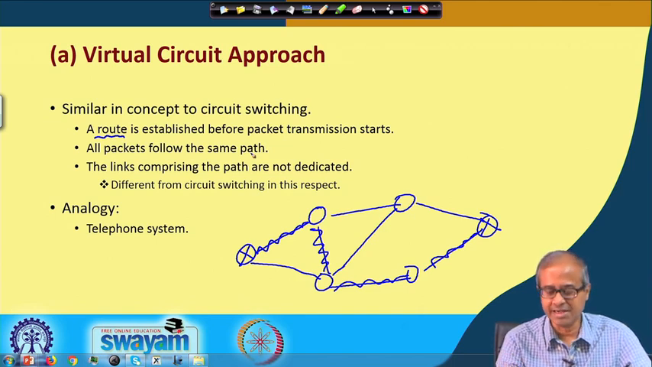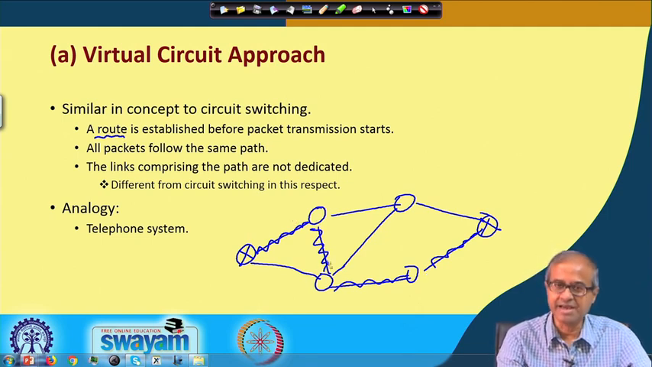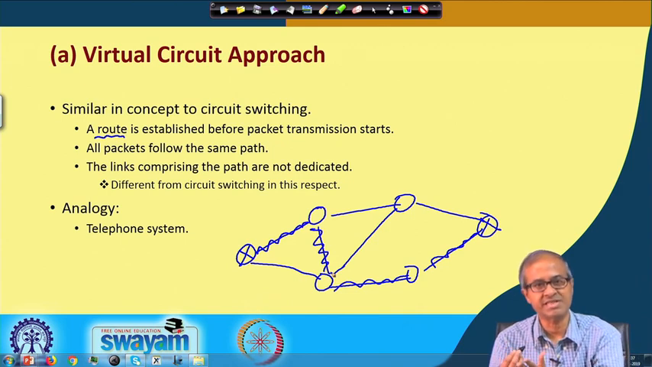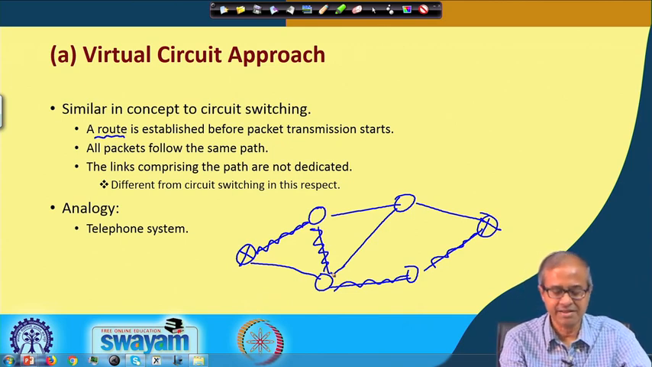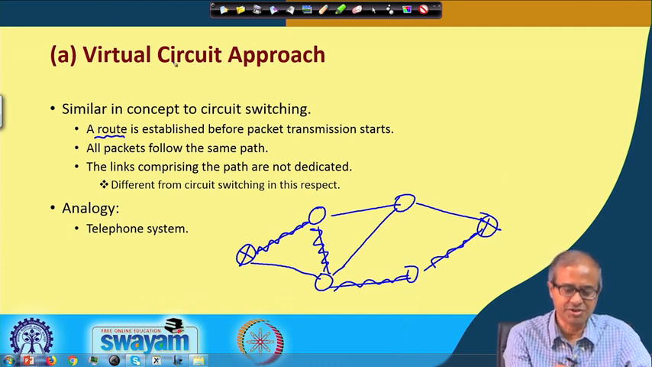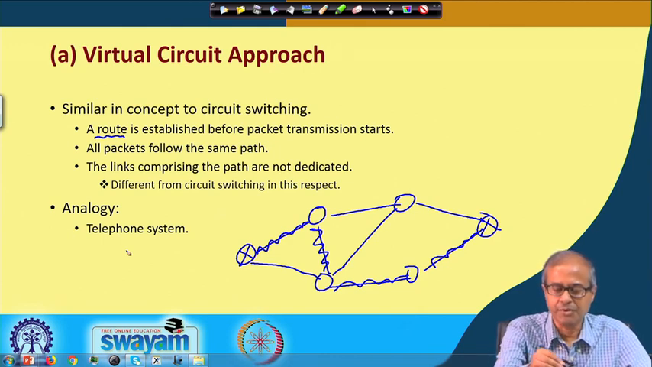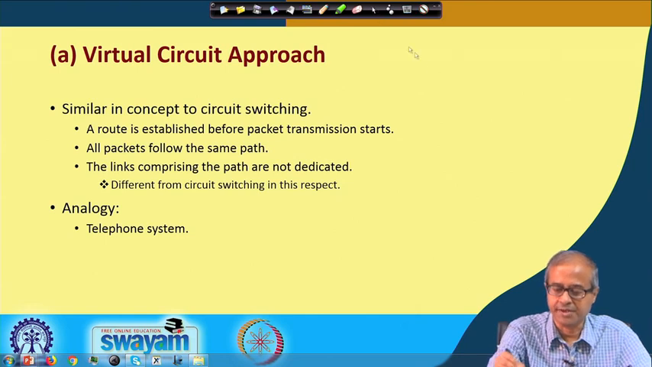But the point to note is that the links here are not dedicated like in circuit switching. Since packets are passing, the same link may be part of another virtual circuit, some other communication that may also be going through that same link. In that way, some of the links or paths may be shared, they are not dedicated. Okay. Now, this virtual circuit is somewhat similar to the telephone system that we use today.